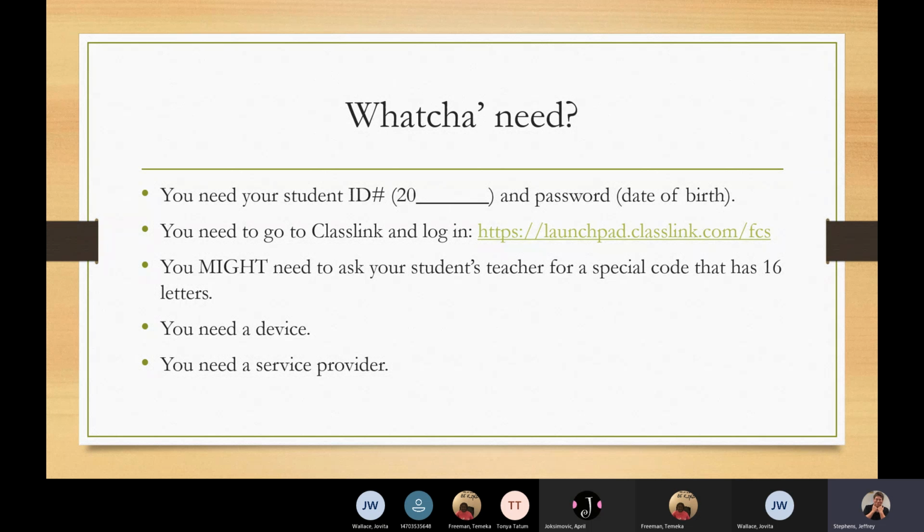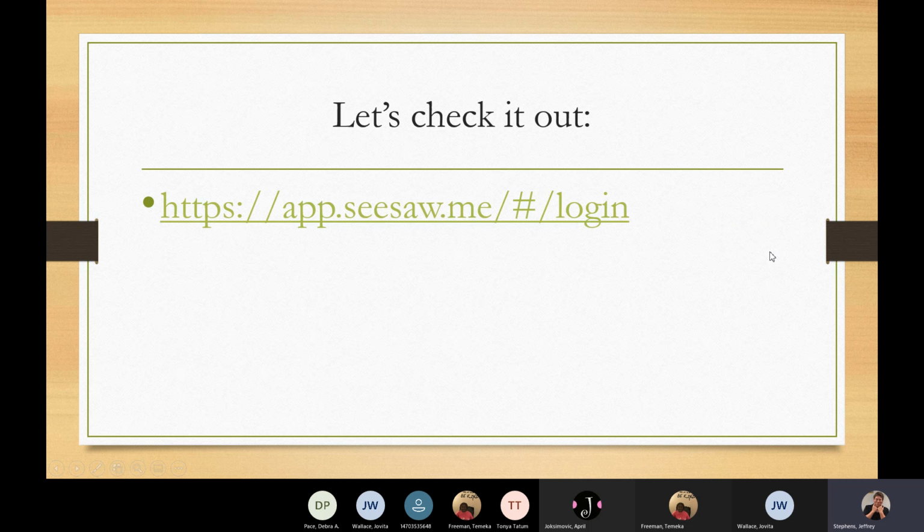And when you go to the Seesaw website, you'll have to select that you're a student, and then it'll ask you for your login information. But our traditional login information isn't really necessary. We have a 16-digit code that works every single time, and that's all you have to put in, and it'll get you right into your account. So you just ask your teacher to generate that code for you and then send it out to you. Obviously, you need a device and you need a service provider, as I stated before. So let's check it out.